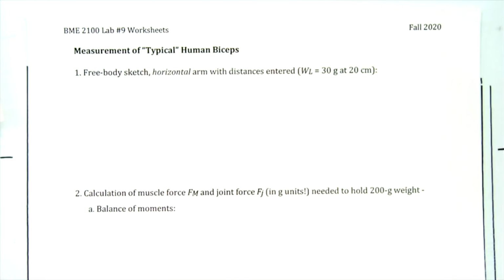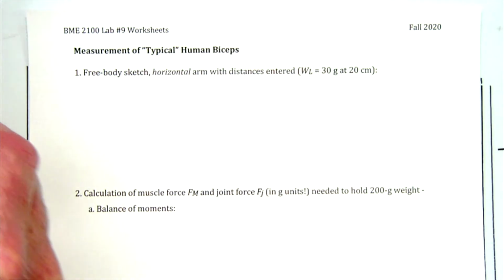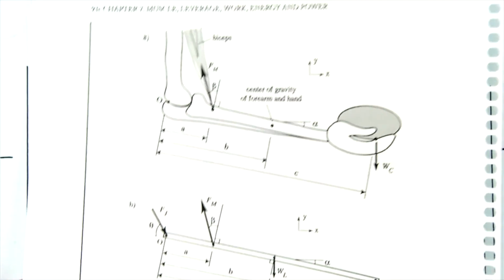Now, for the second part of this lab, we're going to actually do some experiments and make some measurements of a typical human biceps configuration. First, I'd like you to make a free body stick sketch of this situation with the arm held horizontally and with distances labeled on this sketch. We didn't label distances on the previous page. What I mean by a horizontal free body diagram of the biceps is given here.